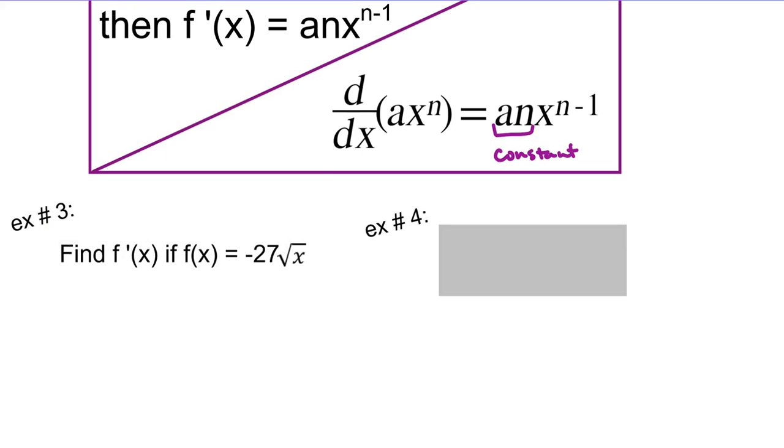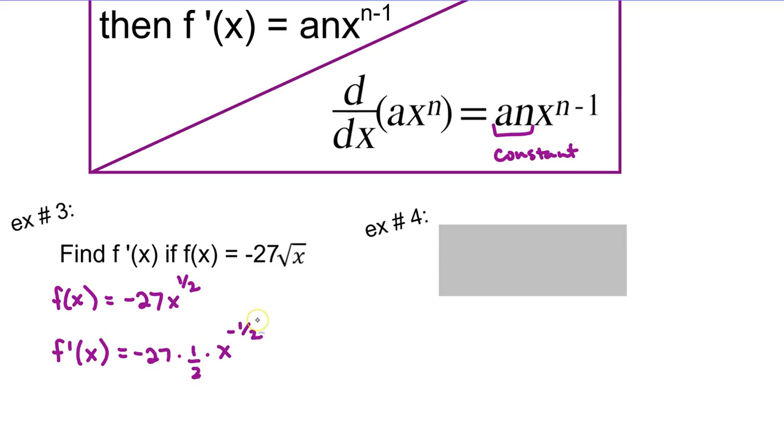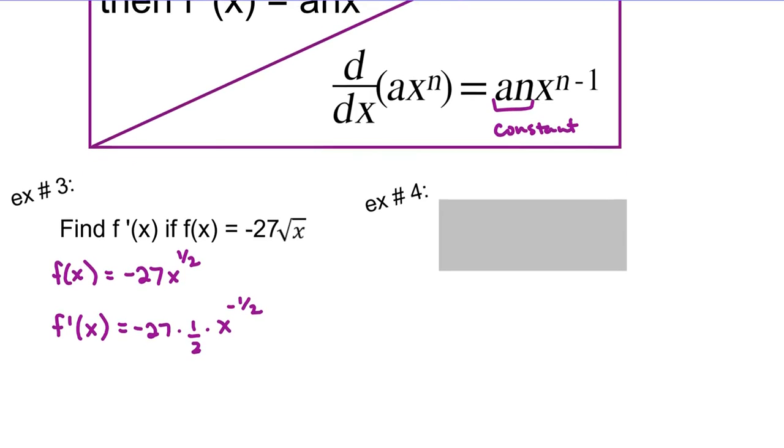Find f prime of x if f of x is negative 27 times the square root of x. Okay, so first of all, I would rewrite the square root of x as x to the 1/2 power. So our function is negative 27 times x to the 1/2 power. After doing that, we can use the constant multiple rule and the basic power rule. So what we're going to do is bring down the 1/2 and multiply it by negative 27. And then we have x to the negative 1/2 because we had to subtract 1 to get the new power. Now you don't have to write it out like that. You can just write negative 27 halves.